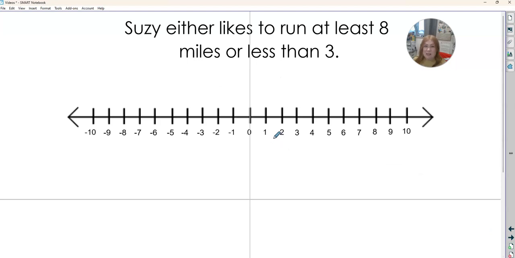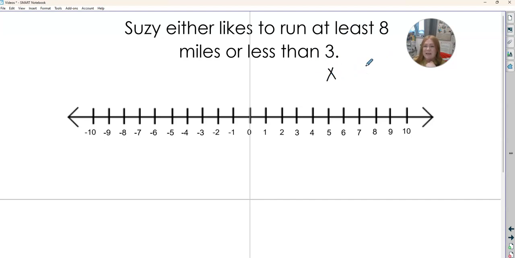Okay, let's look at one of these inequalities. So Susie either likes to run at least 8 miles or less than 3. So she does not like to run anything between. So she either likes to run a long distance or something shorter. She doesn't like medium miles. So we're going to look at this first one here.